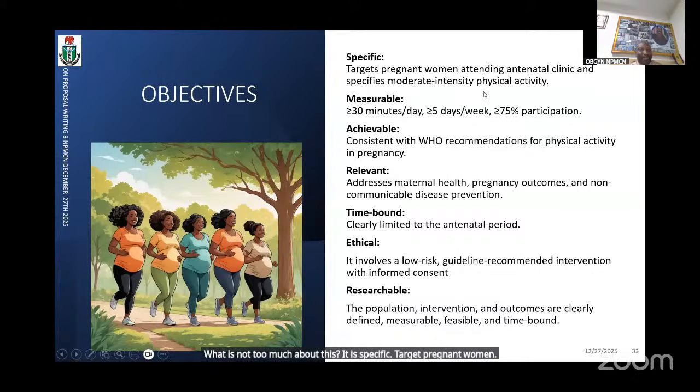It's moderate intensity. Is it measurable? Yes. 30 minutes per day, 5 days a week, 75% measurable. Is it achievable? Of course. Is it relevant? Of course, it's relevant. Is it time bound? Yes, during a certain period. Is it ethical? What is not ethical about this? Is it researchable? What is not researchable about this? So this is a SMARTER objective.